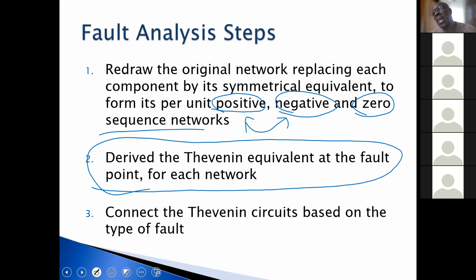So if you have a line to ground, as we just went through, you connect the three networks in series. If you had a double line to ground, you'll connect them in parallel. If you had a line to line, then you'd put the positive and the negative in parallel. So that is point 3. I really hope I repeated what I had said before.